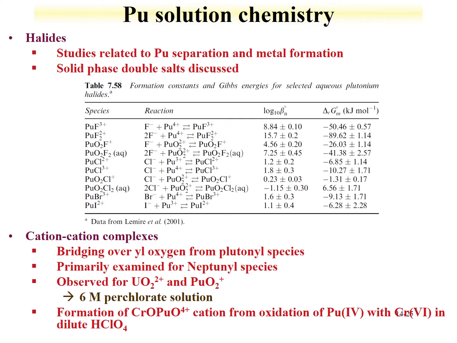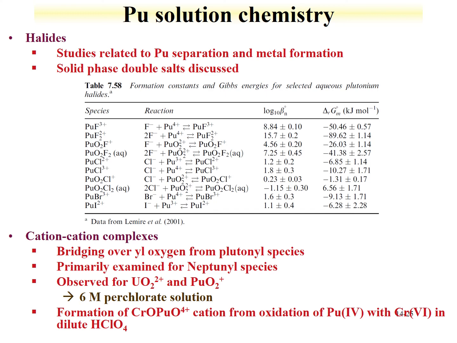Plutonium halides have also been extensively studied. This is related to plutonium separations and metal formations. Data is presented here, so number of species, the given reactions, the complexation constants, and the Gibbs free energy. All this information for the fluorides, the oxyfluorides, chlorides, bromides, iodides listed here can be used to understand, predict, and model the behavior of plutonium halide species in solution.